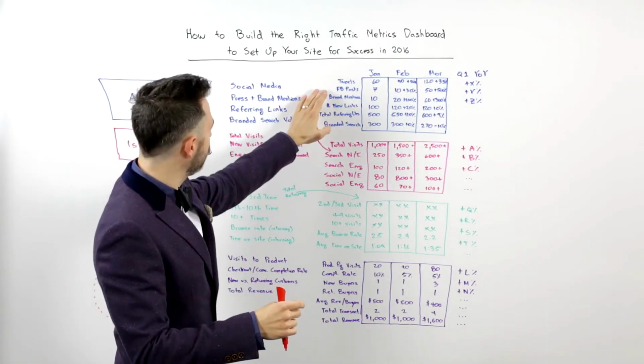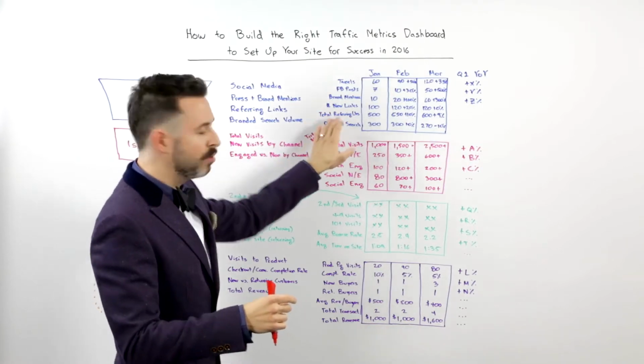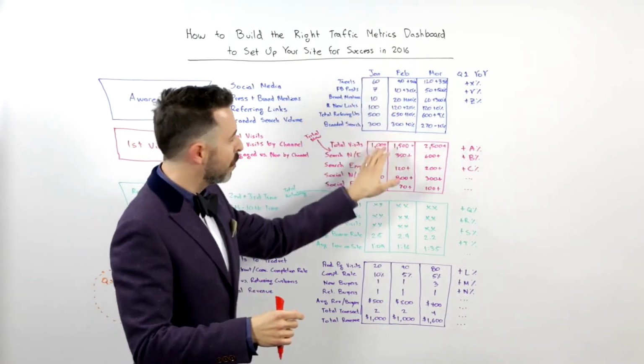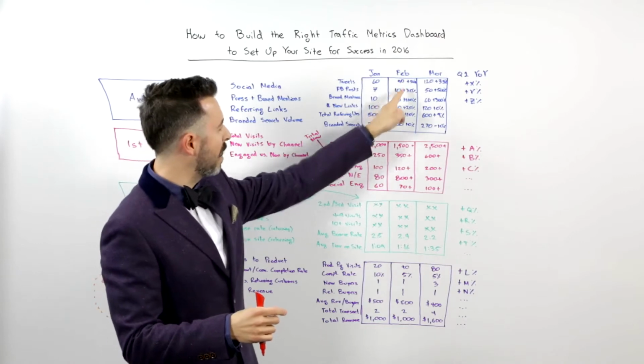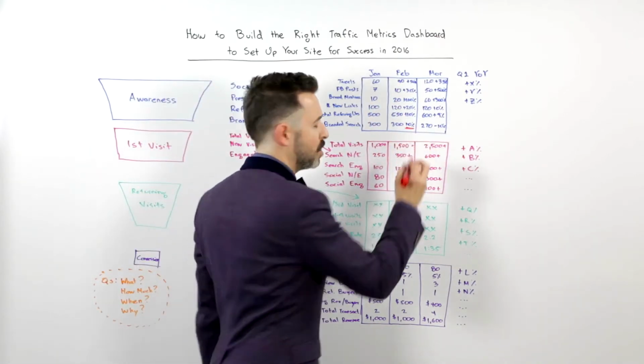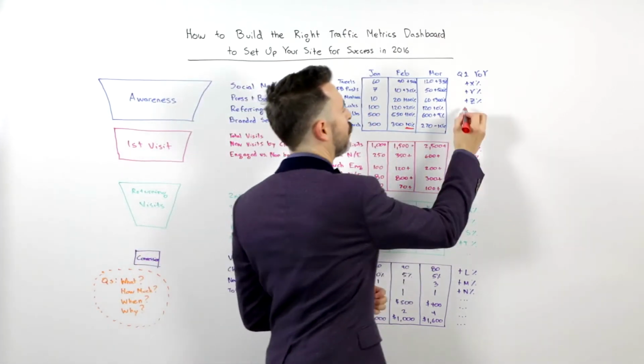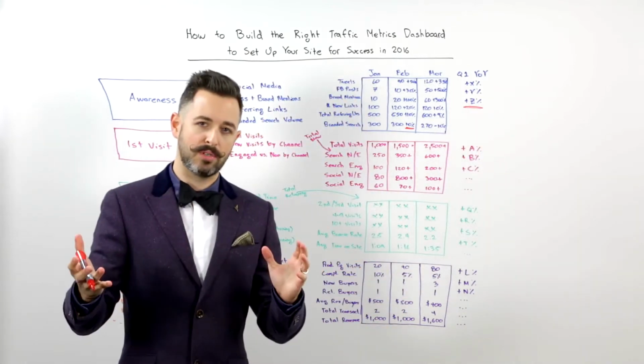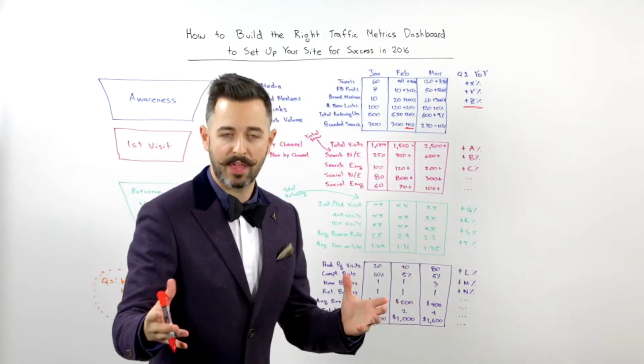The number of tweets about me, Facebook posts, brand mentions, new links, referring links, et cetera, for each of the months, and then have a column in there that's giving me a percentage increase and hopefully some year-over-year numbers. You could do that quarterly, you could do that monthly.